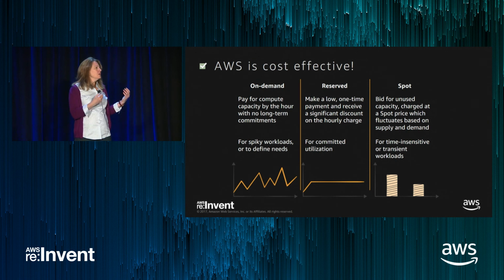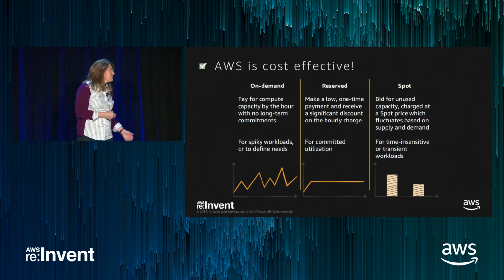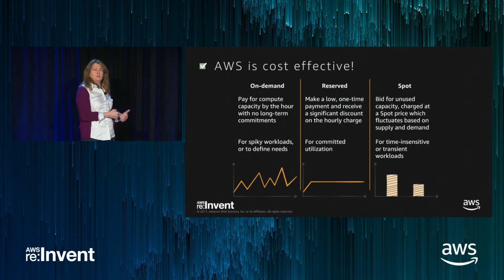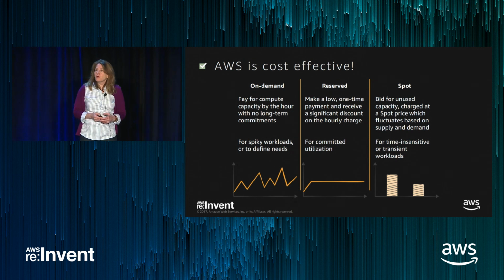HPC is bursty. You burst the workloads, then take time to process it. It's perfect for Spot. But with this cost model, you can imagine, say you're doing weather calculations, and perhaps you know you have a daily forecast that you have to do. For that, you might want to use a reserved instance. You know you're going to be running this workload every single day. But perhaps there's a weather issue coming up.